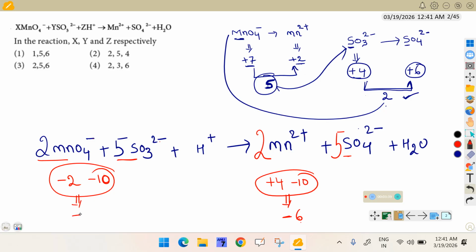Now reactant side is minus 12. In a balancing equation case, charge also must be balanced. So take 6 moles of H plus, 1 into 6 is plus 6. So total charge is minus 6 on both sides. Everything is balanced. So X value is 2, Y value is 5 and Z value is 6. Correct option is the third option.